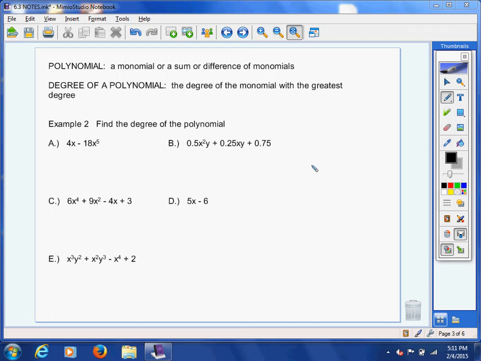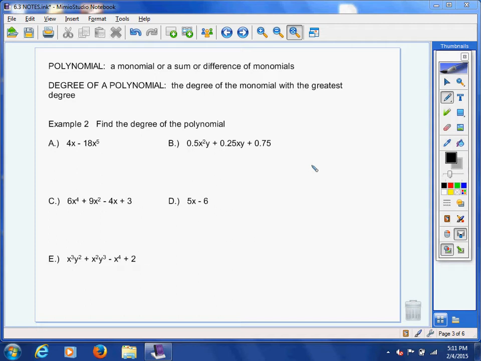We're going to start back into 6.3 again. This time we're going to do example 2. Remember, in example 1, we found the degree of a monomial. We learned what that was and found the degree. I taught you how to do that. Today, example 2, we're going to find the degree of any polynomial.